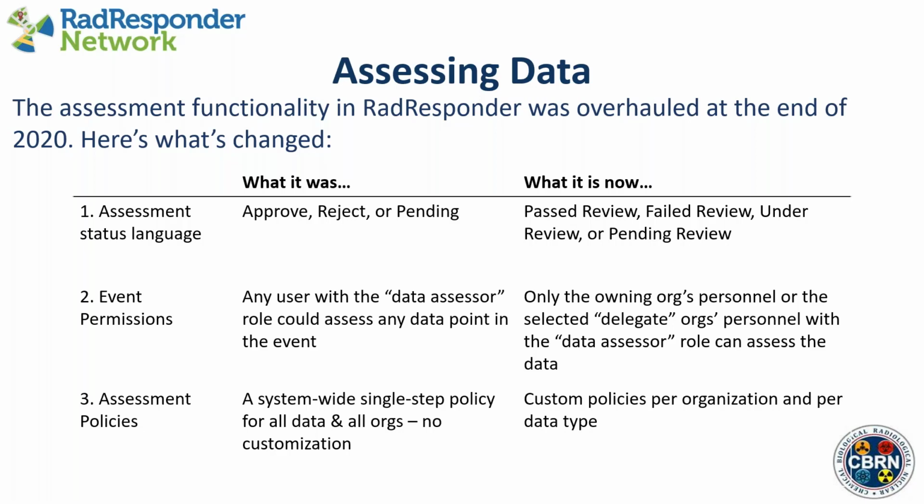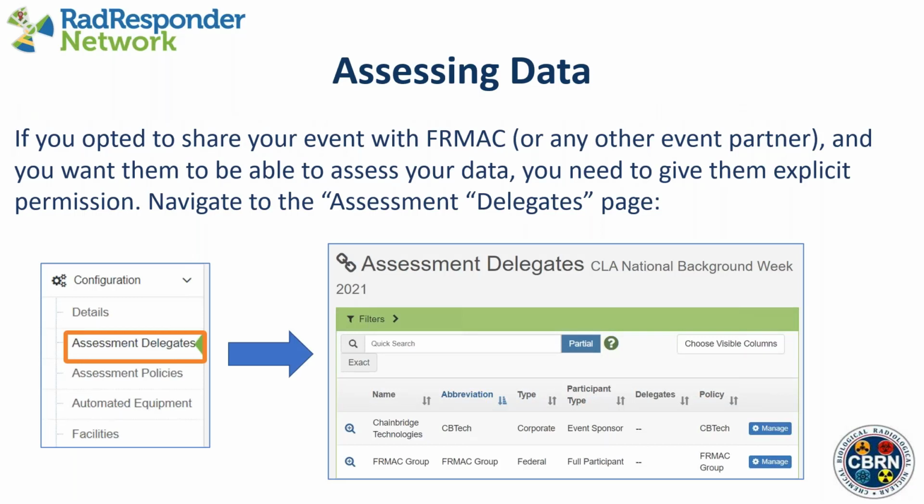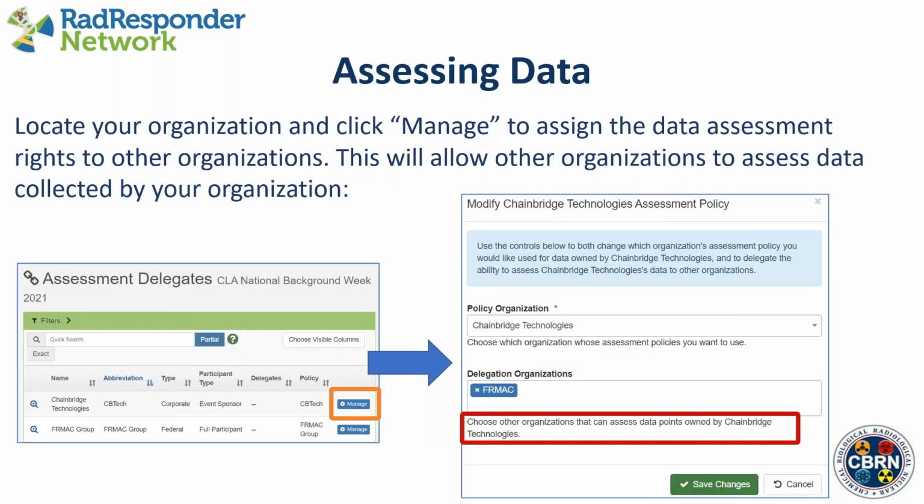If you opted to share your event with FRMAC, either by creating your event or adding them afterwards, or any other event partner, and you want them to be able to assess your event data, you need to give them explicit permission to do so. Under the configuration tab in the event space, you'll select assessment delegates.